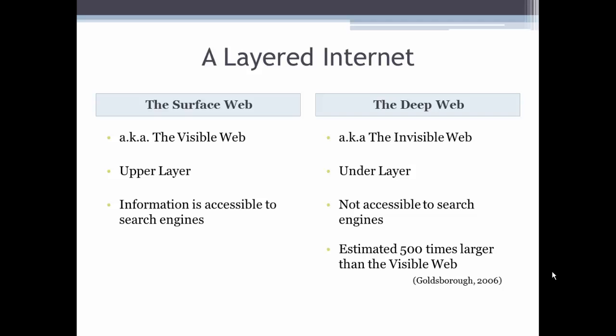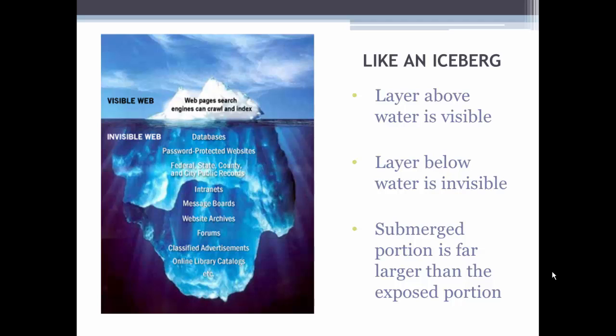The invisible web contains the greater portion of the information available on the internet. It has been estimated to be 500 times larger than the visible web. One simile that has been drawn to explain this dual nature is that of an iceberg. It has two layers, one above water and one beneath, and the largest portion of it is below the surface. The surface of the iceberg is the part that can be seen by the observer. In the case of the internet, the crawlers used by search engines.